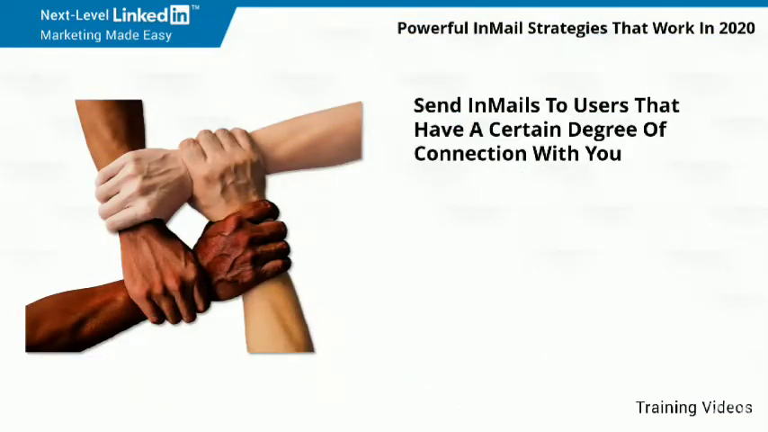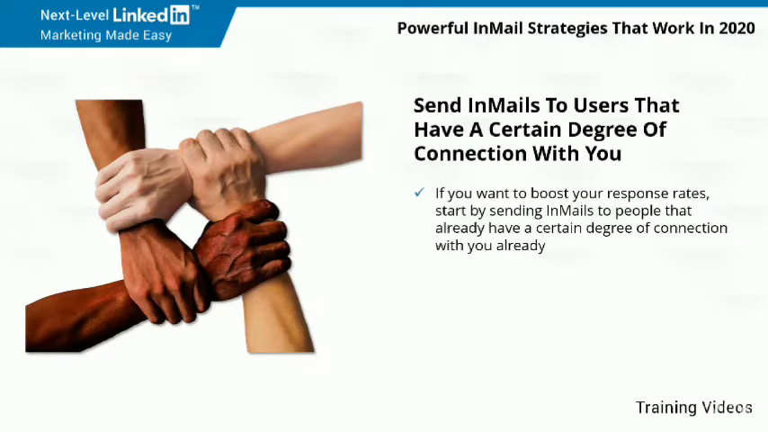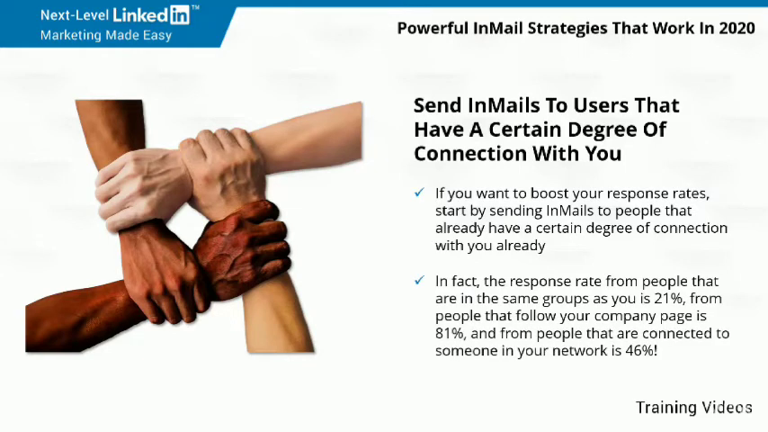Send emails to users that have a certain degree of connection with you. If you want to boost your response rates, start by sending emails to people that already have a certain degree of connection with you. This is people that, for example, are in the same groups as you, or that are connected to people in your network. In fact, the response rate from people that are in the same groups as you is 21%. From people that follow your company page is 81%. And from people that are connected to someone in your network is 46%.